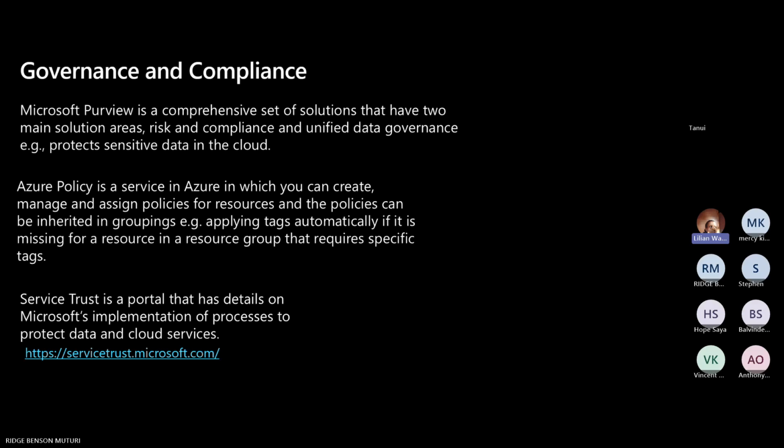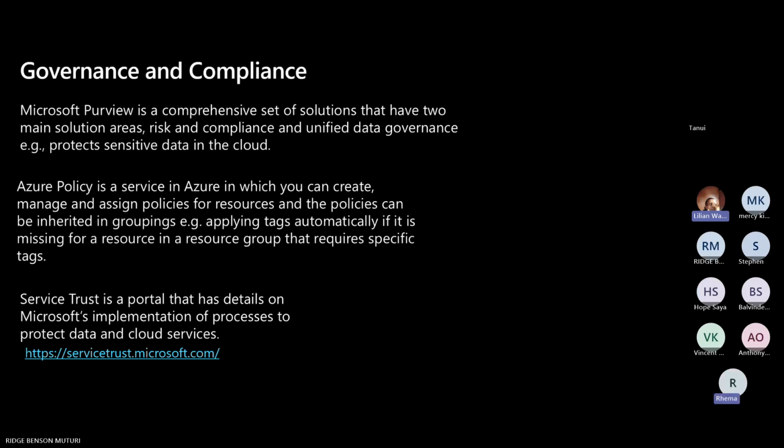Maybe you want to have certain tags in your resources, or maybe you want to have certain people managing the resources. So you can use Azure Policy for that. And then we have Service Trust. Service Trust is a portal where you can implement the processes to protect data and cloud services. So it's basically a different portal from the Azure portal that we have.